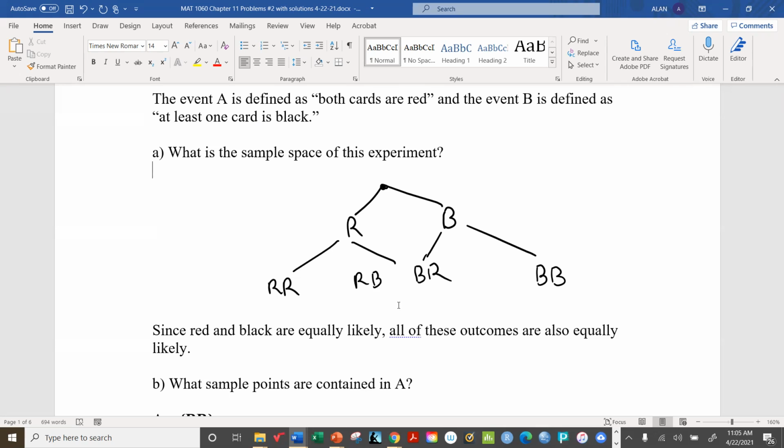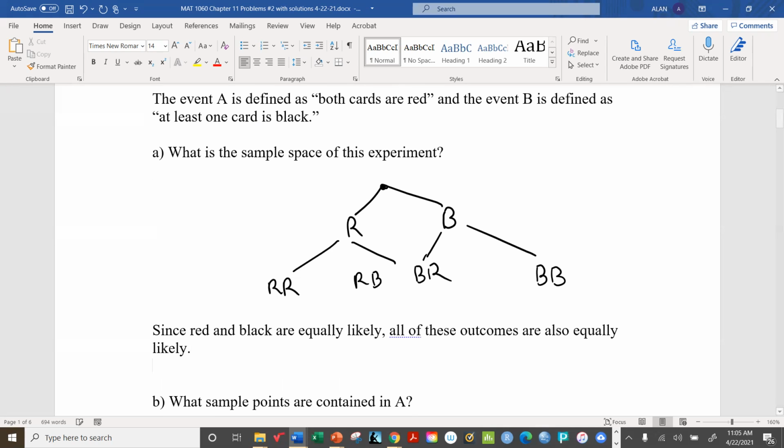And you'll see that the outcomes are RR, RB, BR, and BB, where clearly R means red and B means black. So what sample points belong in the sample space? Oh, I forgot to write it down here, didn't I? S equals RR, RB, BR, BB. That's our sample space.